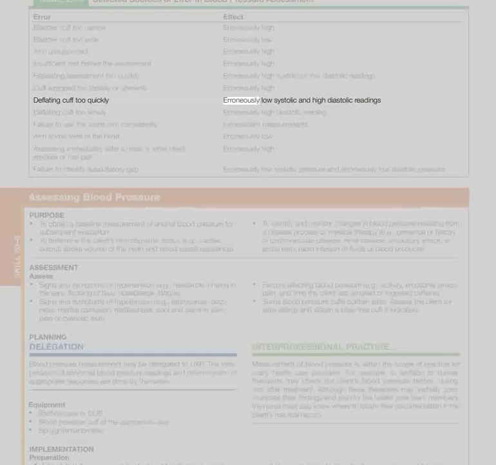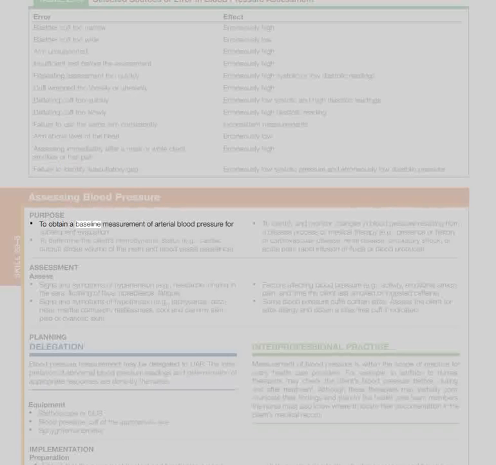Deflating cuff too quickly: erroneously low systolic and high diastolic readings. Deflating cuff too slowly: erroneously high diastolic reading. Failure to use the same arm consistently: inconsistent measurements. Arm above level of the heart: erroneously low. Assessing immediately after a meal, or while client smokes or has pain: erroneously high. Failure to identify auscultatory gap: erroneously low systolic pressure and erroneously low diastolic pressure.